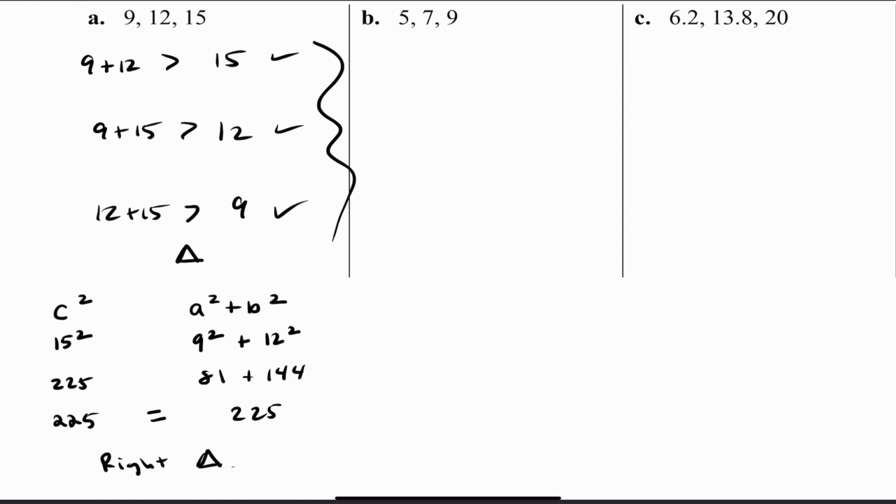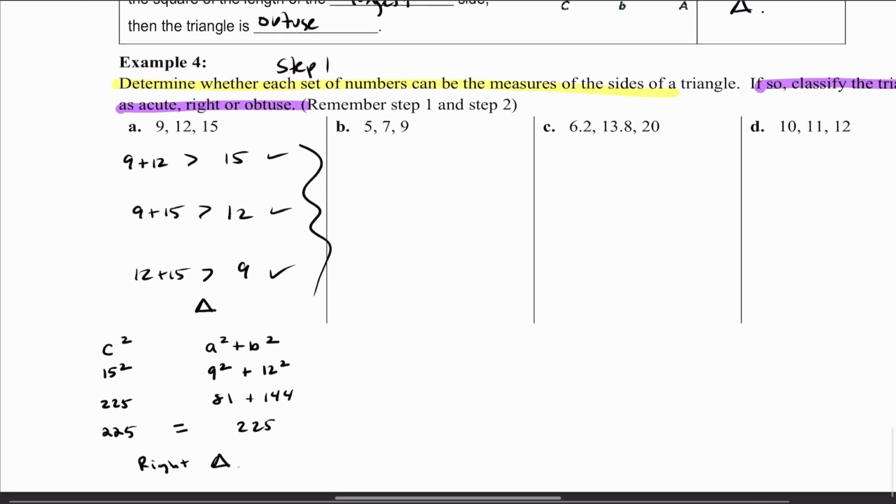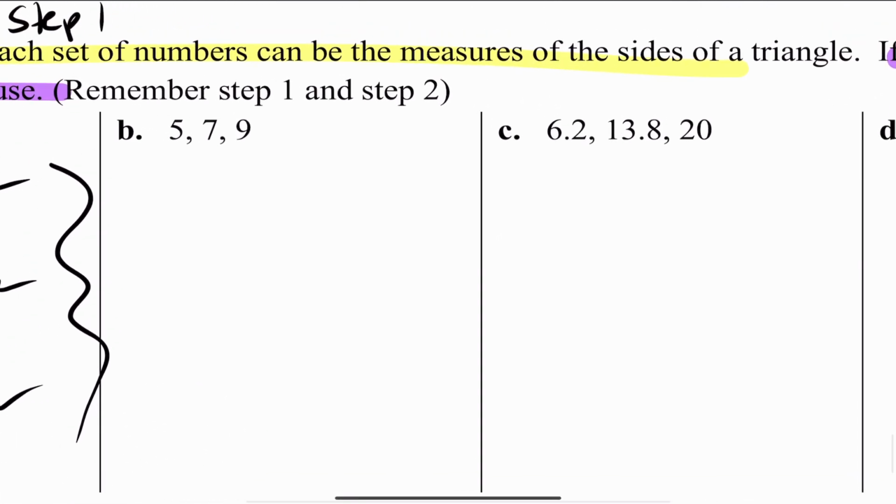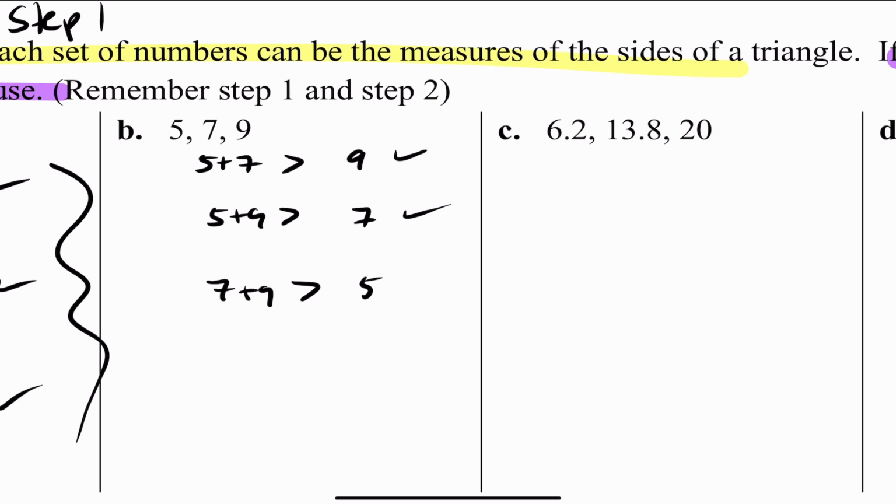Okay, so that was step two of this process. Let's take a look at B. I'm going to do 9, 7, 5. 5 plus 7 is greater than 9. And then 5 plus 9 is greater than 7, because obviously 9 is greater than 7. And here's 5: 7 plus 9, is that greater than 5? Yes, because 7 is greater than 5 and 9 is greater than 5, or 16 is greater than 5. So this set forms a triangle.